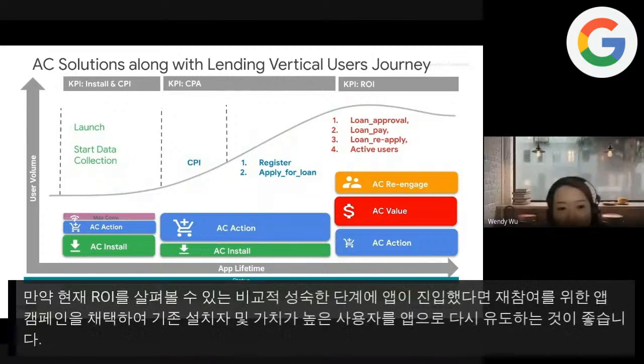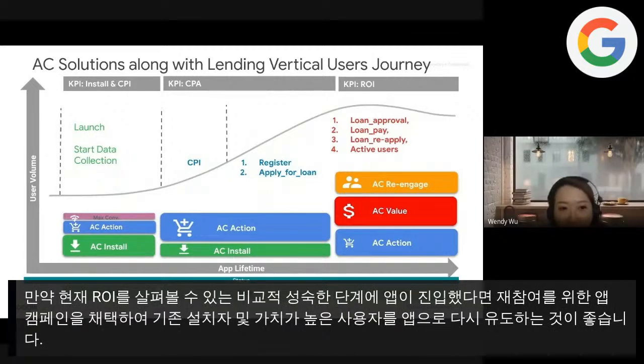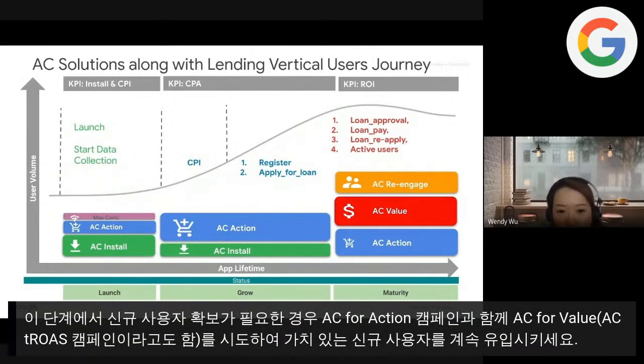And if your app has entered a relatively mature stage where you and your team may mainly look at ROI, at this time, we recommend you consider driving your existing installed high-valued users back to the app by adopting app campaign for engagement. And also for new user acquisition at the maturing stage, try our AC for value, also known as AC for value campaign, mixed with AC for action campaign to continue driving new valued users.